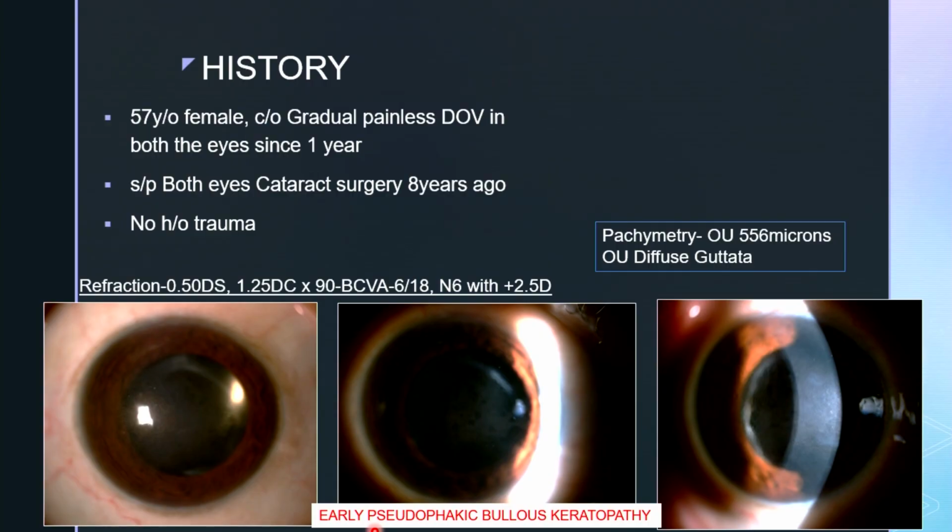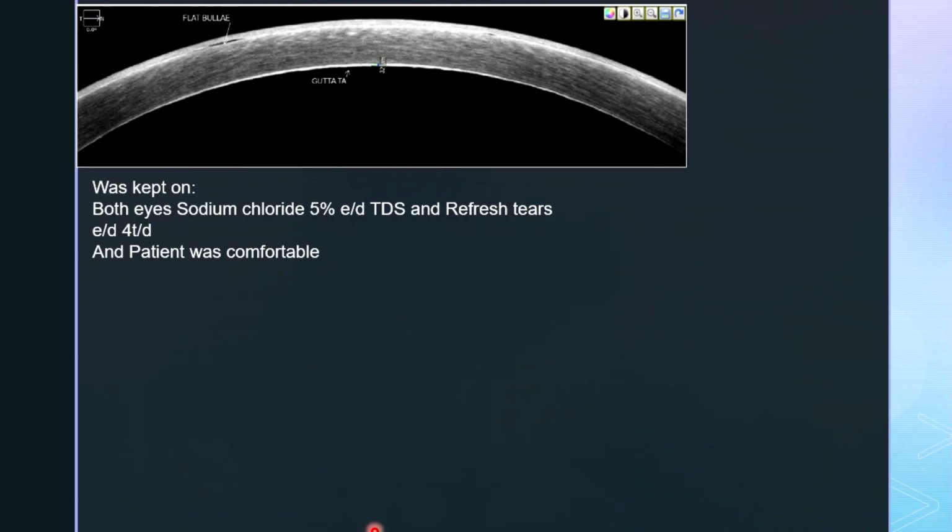Under slit lamp examination and diffuse illumination, we can see bilateral pseudophakic bullous keratopathy. So this is not a naive eye. It has already been operated. The pachymetry was noted to be 556 microns in both the eyes, and on slit lamp examination we can see in both eyes diffuse confluent guttae, which are more in the center. Keep going.